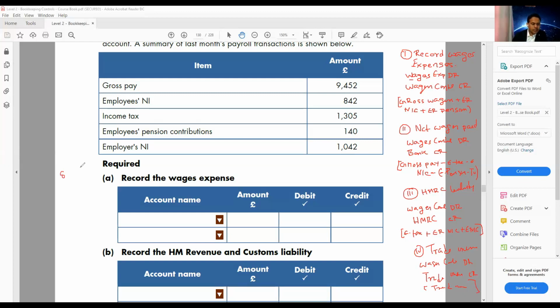So you're going to take 842, that is employee's NI. Then you're going to take the tax, 1305. And we'll take the employer's NI, 1042. And that should be 3189. Okay. Thank you, Preksha. So we'll move to the journal now and write it down there.